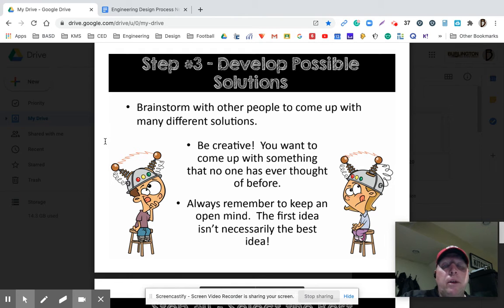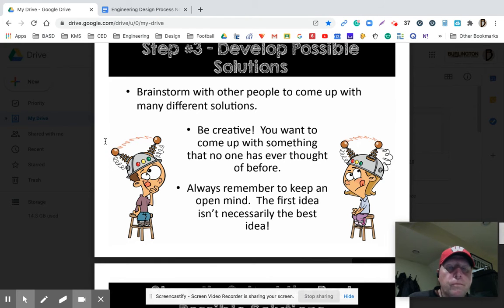It may be a really good idea, but maybe there are some changes that you need to make to it. So engineers definitely have to have an open mind. They have to look at complex issues, complex problems, and look at different ways of solving them, and keep everything on the table until it's been ruled out as not a possibility.